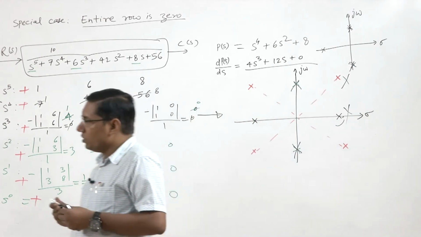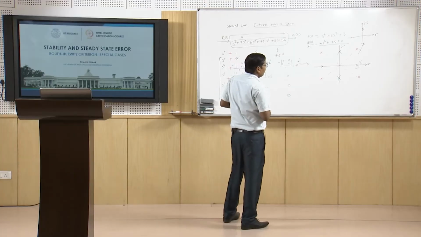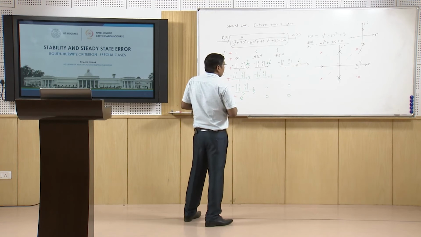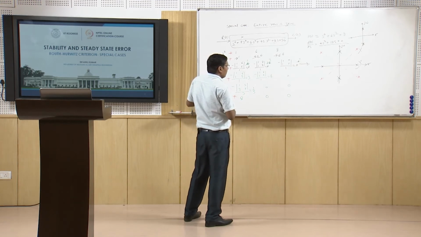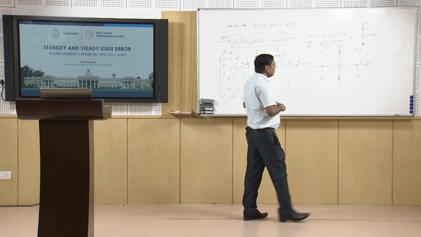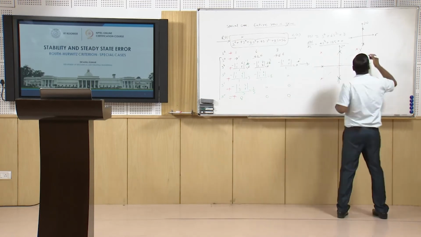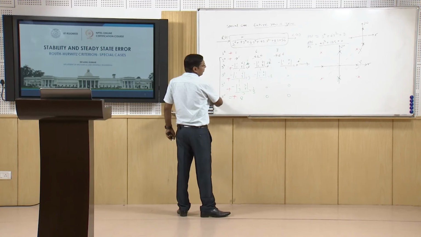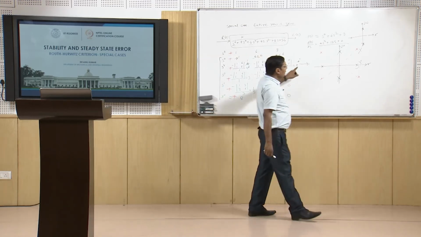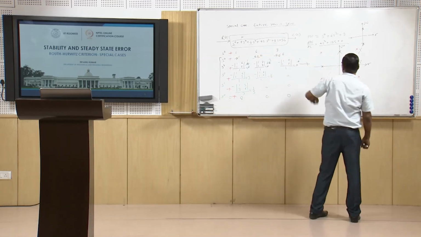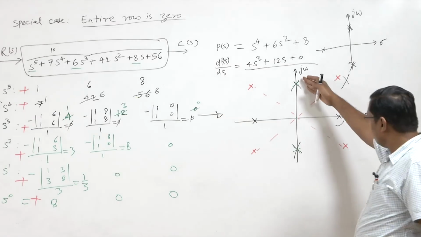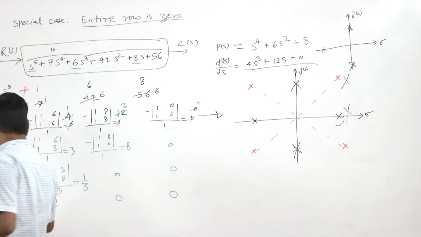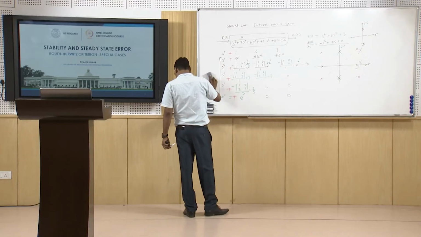So the system here, we can see, is in this condition. So if we don't have the even polynomial, we will not have the roots on the j omega axis. Now we take one more example.